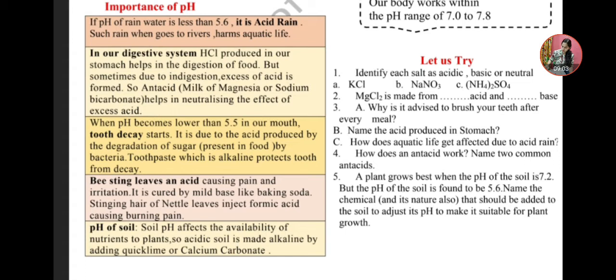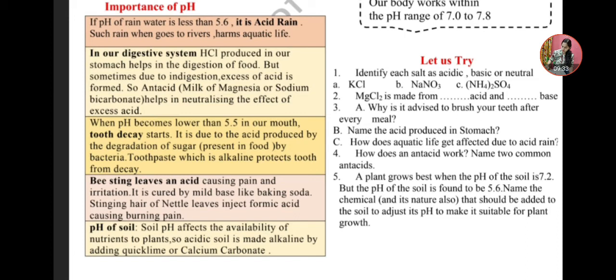B part is name the acid produced in the stomach. On your left hand in the second box you can see HCl, that is hydrochloric acid. C part, how does aquatic life get affected due to acid rain? The first one is, students, when the pH of the rainwater is less than 5.6, it is acidic, and it increases the acidity of river water, which harms aquatic life.